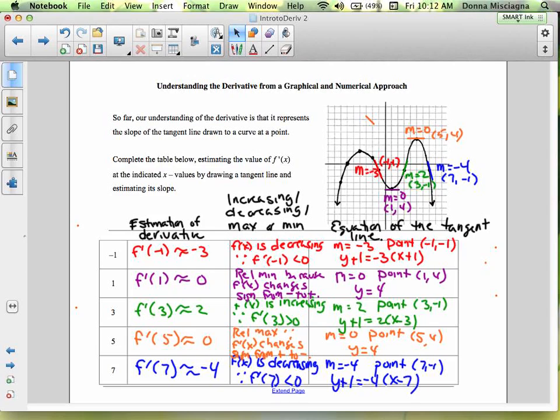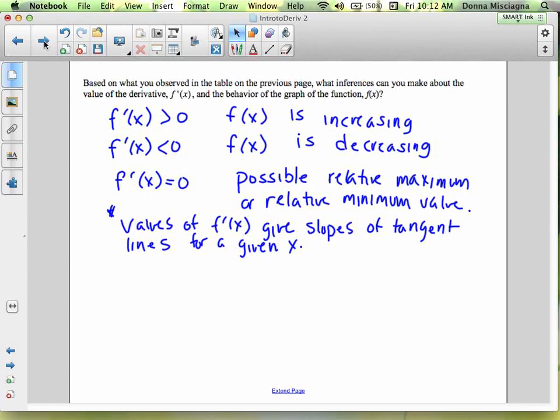We've learned a little bit about increasing, decreasing, relative max and min, and we've written the equations of the tangent line. All right, so we've made some good ground here. I have this filled in for you. You can just add it to your notes. Based on what you observed in the table on the previous page, what inferences can you make about the value of the derivative f prime of x and the behavior of the graph of the function?